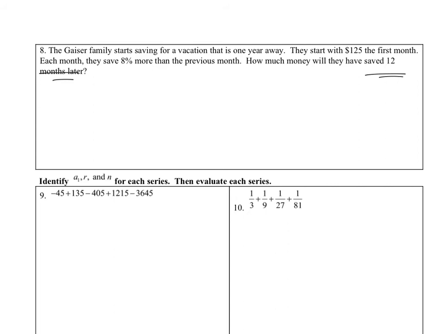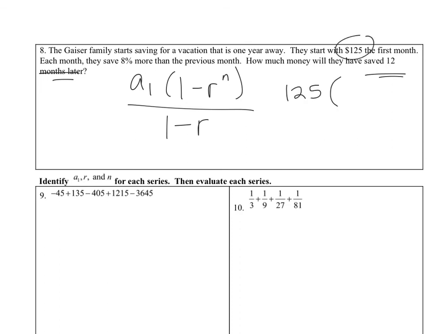So a sub 1 times 1 minus r to the n over 1 minus r. So a sub 1 is what you start out with, 125, times 1 minus. So if you save 8%, that r is 0.08. But it's going up, so it's 1.08, because it's 8% more. So this is going to be 1 minus 1.08, and I'm going to put to the 12th power. So 12th goes on the inside, just ran out of room. And then over 1 minus r, which is 1.08.